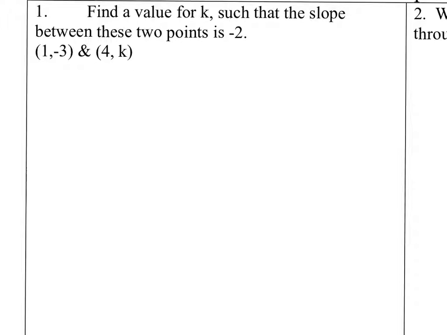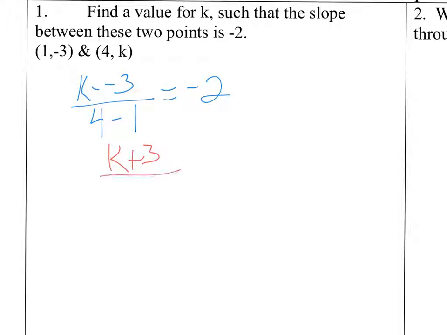Okay, first things first, we're looking at a value for k such that the slope between these 2 points is -2. First things first, I might set up my slope, so that's going to be k minus -3 over 4 minus 1 is equal to -2. Some of the things I'm seeing is people switching these points around or doing x over y instead of y over x. K plus 3 over 3 is equal to -2. And by the way, that -2 just came directly from that sentence.